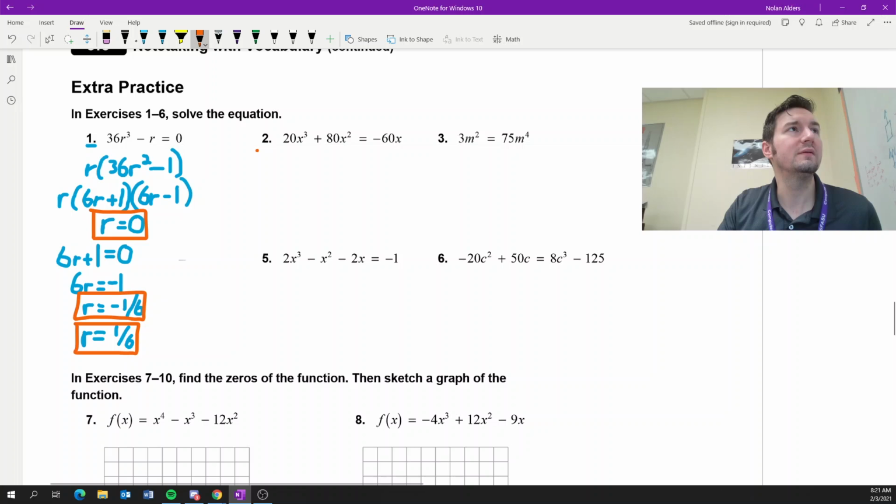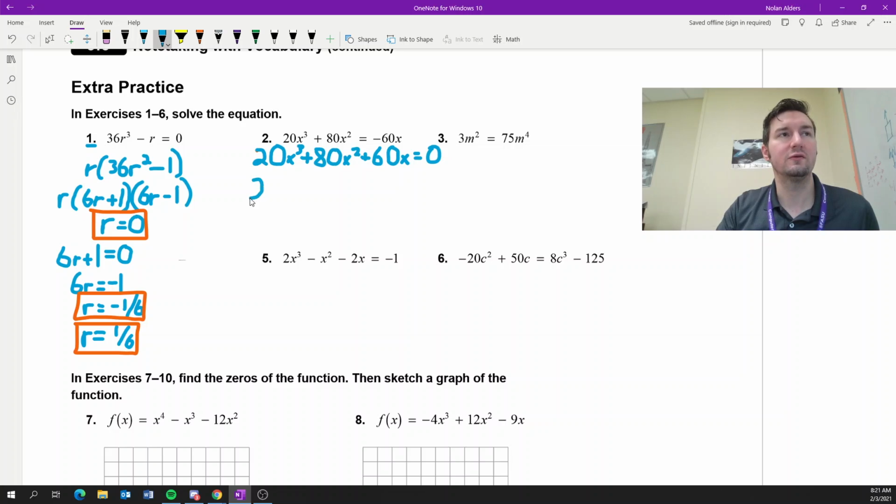Let's do one more. Let's do number 2 here. So again, I would add the 60x over to the left side. So we'll have 20x cubed plus 80x squared plus 60x equals 0. And then we see we can pull out a factor of 20 out of each of these, and also a factor of x out of each of these terms.